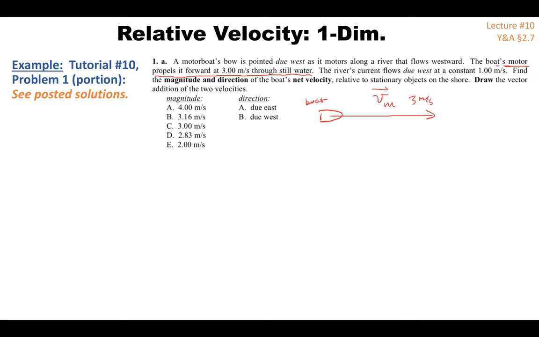And then at the same time there is a current. The current is due west at a constant 1 meter per second. Oh, I'm sorry, I made a mistake. I drew the velocity of the boat east. Let me fix that right now. First of all, I should have started off with my axes here. And then if I had been a little more careful, let me erase this.